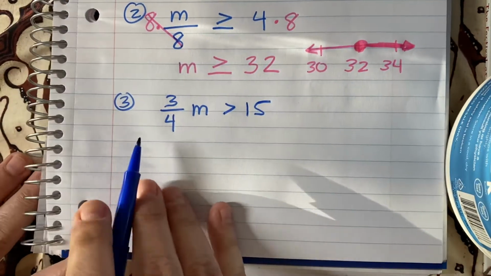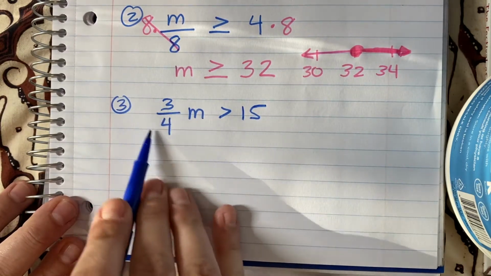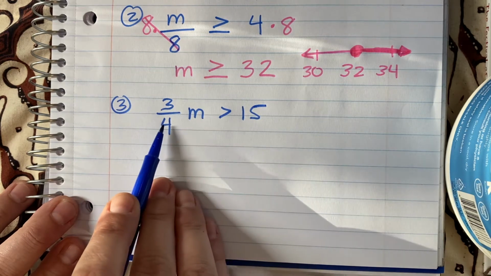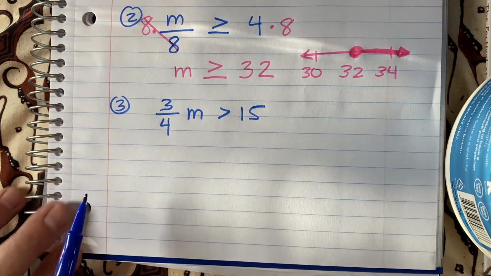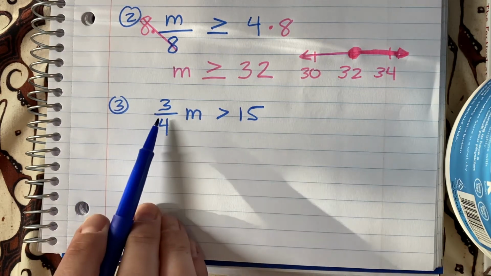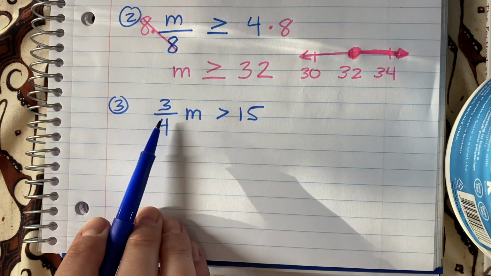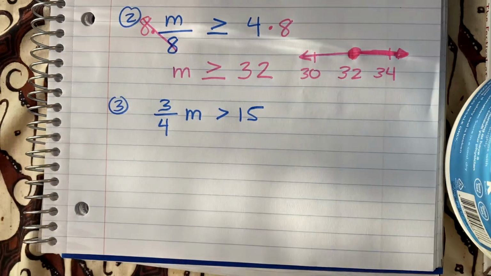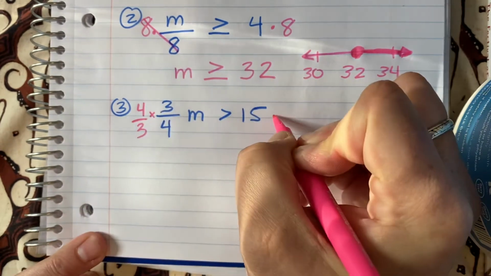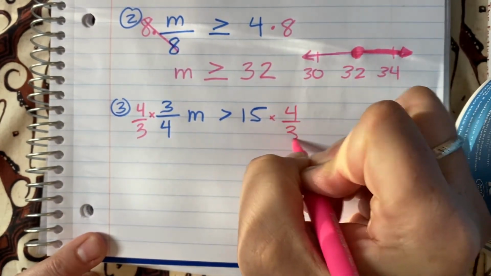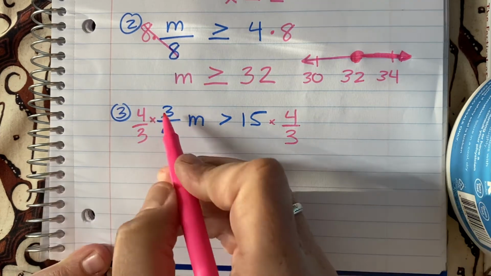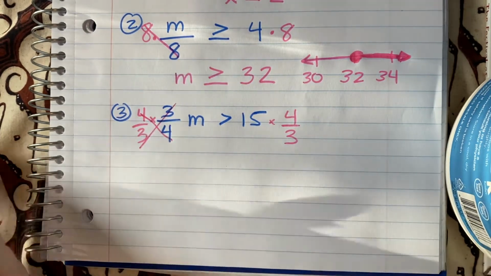Now, we have our variable here, and we need to get rid of this 3/4 fraction. Now, the only way to do that is to make it the equivalent of 1, right? 1 makes it just m by itself, 1m. So to undo a fraction, we're going to multiply by the inverse of our fraction. So that means multiplying by 4 over 3. So this will now be 12 over 12, which will give us 1, and that's what we want. We want m by itself.